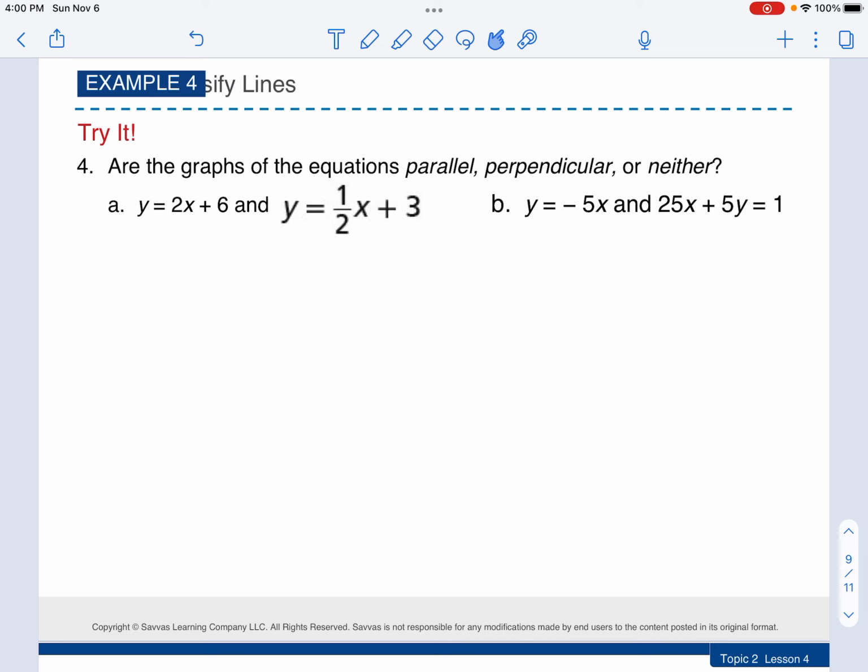So for part A, both equations are already written in slope-intercept form. So we have one that has a slope of 1/2, the other that has a slope of 2. Remember, the signs have to be different for them to be perpendicular, and they have the same sign again. So this one is neither parallel nor perpendicular.